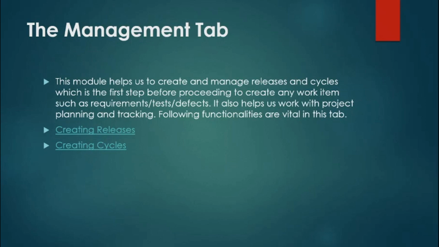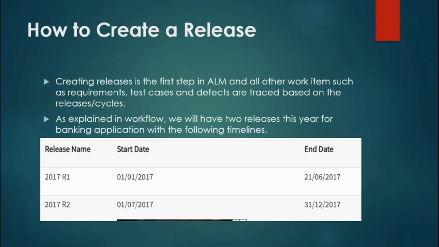So now we are going to see creating releases and creating cycle. Okay. So how to create a release? Creating release is the first step in ALM, and all other work items such as requirement, test cases and defects are traced based on the releases and cycle.